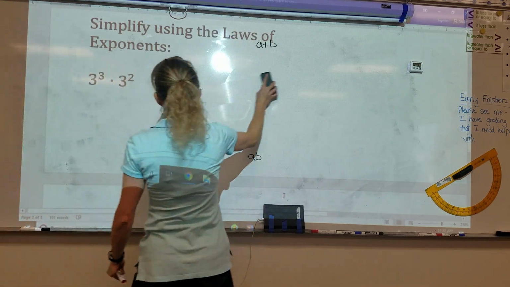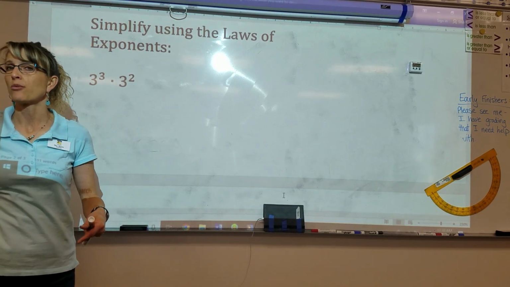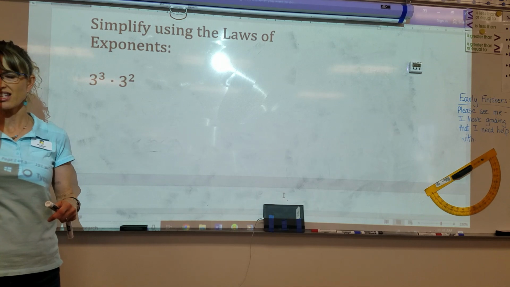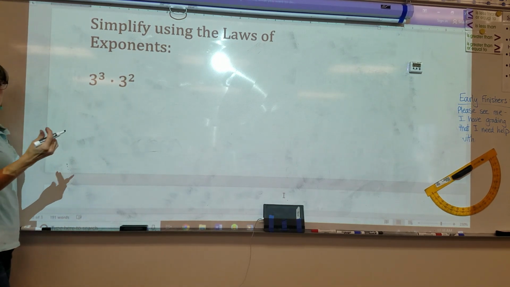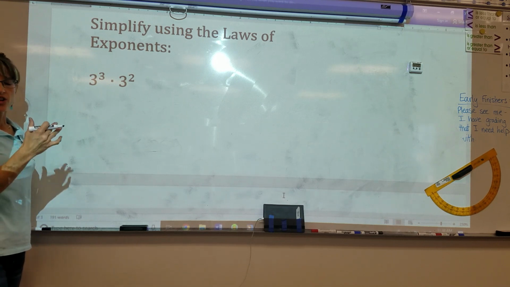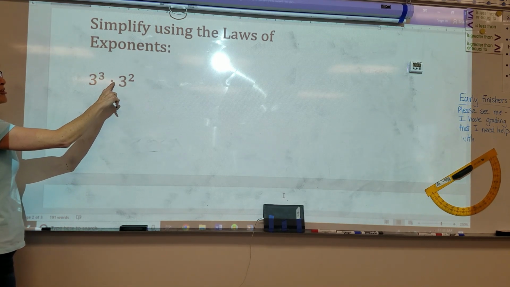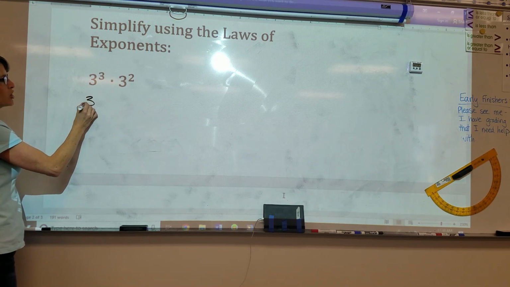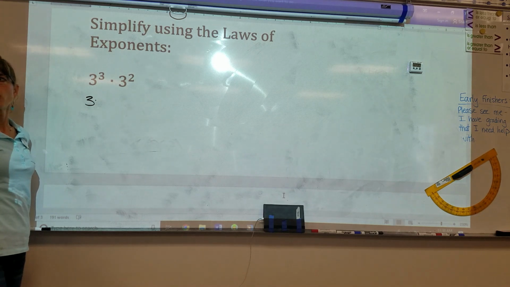All right, simplify using the law of exponents. Simplify means solve. I want to get a number answer. I want to get the simplest form possible. So 3 cubed times 3 squared. PEMDAS says do parentheses first, there are none. It says exponents next, so I'm going to do the exponent before multiplying. Do your exponent. So 3 cubed means 3, sorry. That's the long way to do it.